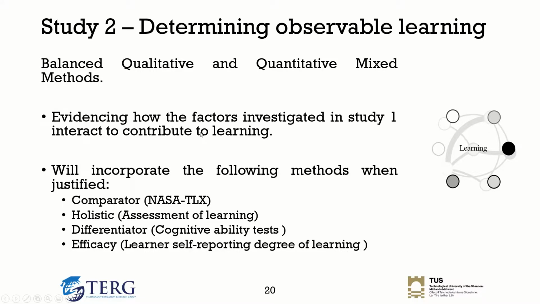It will incorporate the following methods when justified. When we find good reason within Study 1 and what we observe there, and this is not an exhaustive list, it will include a comparator, the NASA task load index, comparing student activity during the task. Holistically, to look at their assessment of learning, maybe through ACJ as a medium to get students to do it themselves. As a differentiator, to differentiate students on the basis of, let's say, their spatial ability, working memory capacity, or fluid intelligence may be useful here. And look at their efficacy, how well they think they did themselves. So learner self-reporting, the degree of learning that they experienced, is significant here.